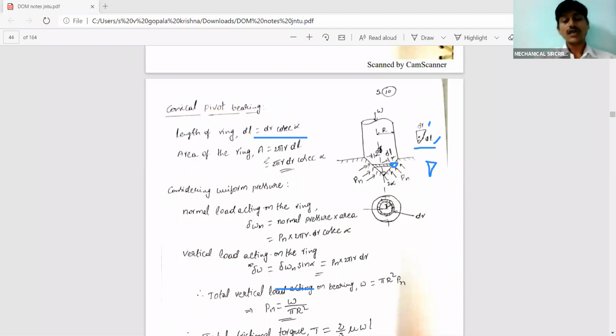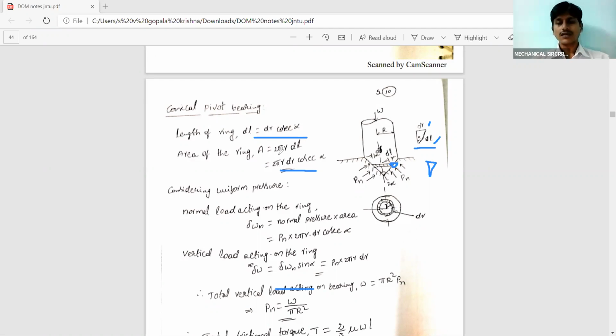Now the area of the ring. So now we can find the area of the ring. The formula is 2 pi r into dl. That is the circumference into dl. dl means dr cosecant alpha, which is substituted here. 2 pi r dr cosecant alpha. This is the area of the ring.